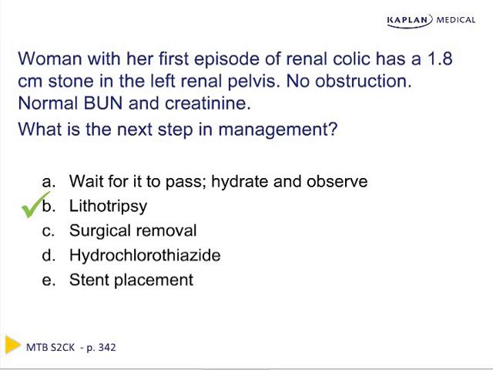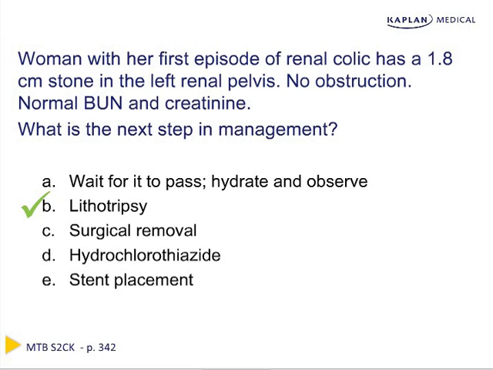Lithotripsy is the administration of sound waves to the external surface of the body that breaks up the kidney stone where it lies within the body. It breaks it up into smaller fragments, and those smaller fragments are more likely to pass. So now that we know why B is the correct answer, let's take a look at the other answer choices.